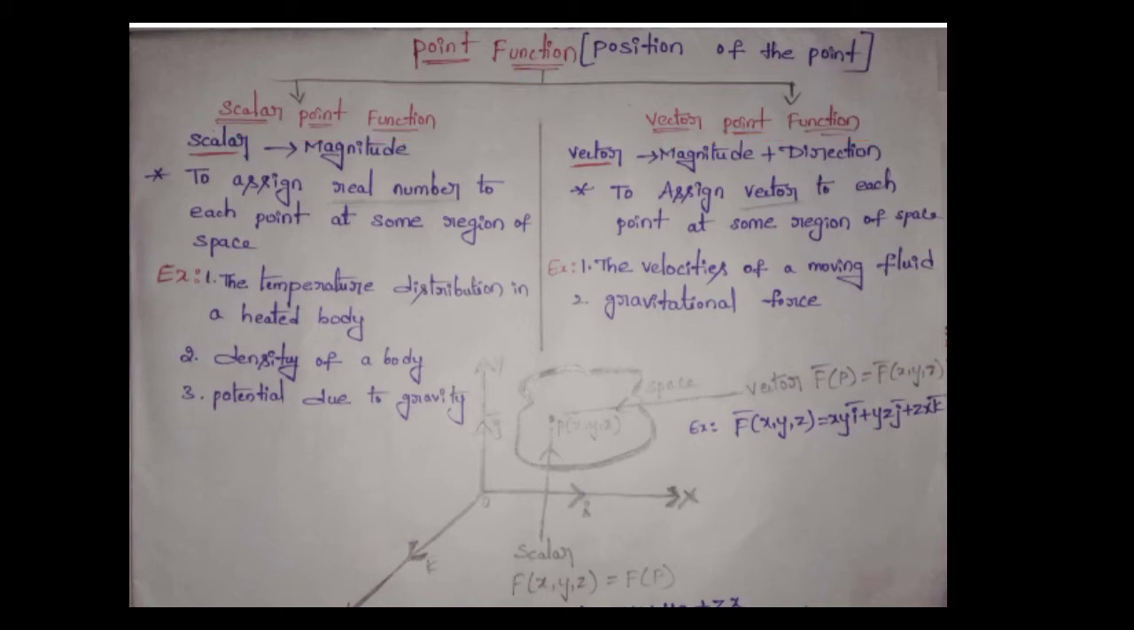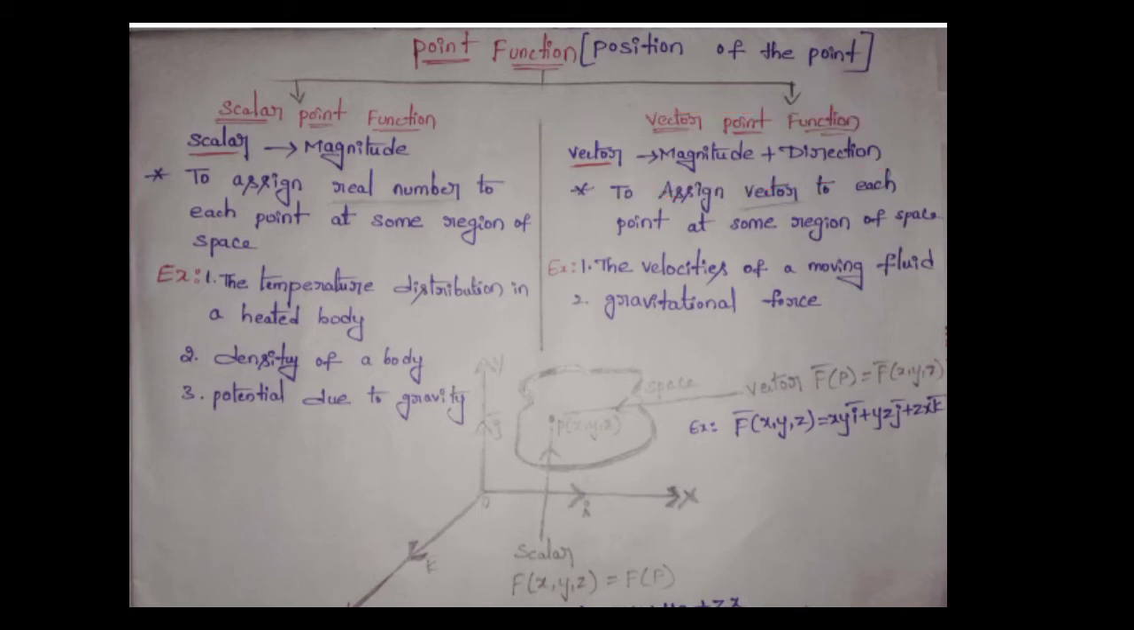Here I will explain the major difference between scalar point function and vector point function. First of all, we want to know about scalar and vector. Scalar is a quantity which has only magnitude in the space. That means scalar has magnitude. Magnitude is nothing but size or length. Next one, vector. Vector is a quantity which has both magnitude and directions. That means vector has a magnitude and directions.